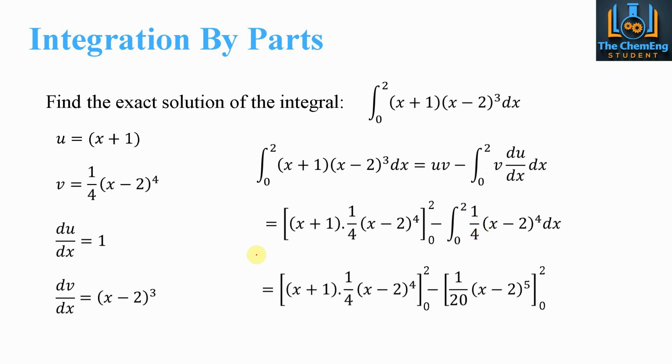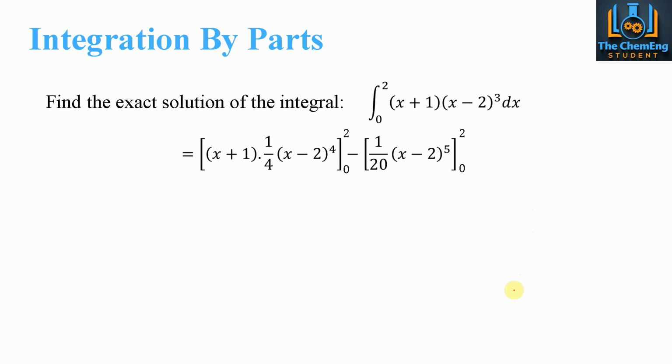In doing so, we end up with 1 over 20 (x minus 2) to the power 5. Remember, we increase the power by 1 and divide by the new power, so that would be divided by 5. So 4 times 5 gives us the 20, and then we get the new power of 5. From this, all we now have to do is substitute in the correct values of the limits for x, and then collect all the terms and simplify where possible.